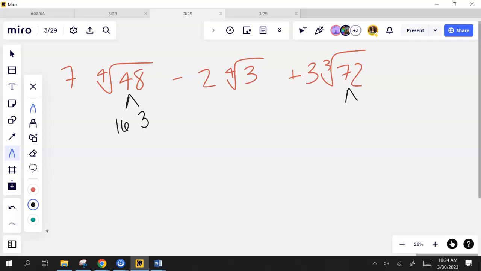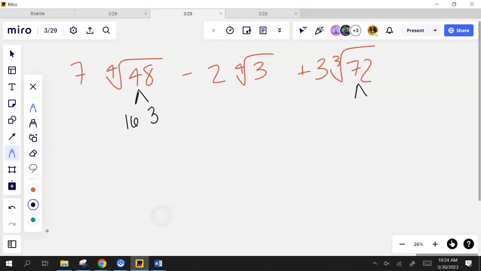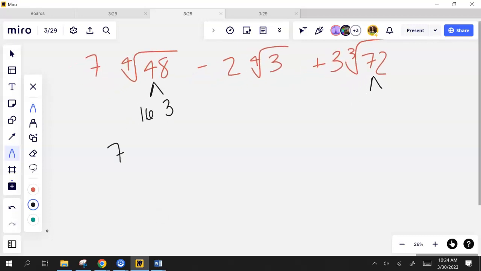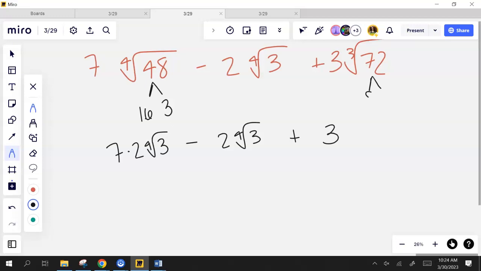How about this one? I haven't simplified it yet. This one's going to be 7 times 2 times the 4th root of 3 minus 2 times the 4th root of 3 plus 3 times, how about 72? Is there a perfect third that I can take out? 8. 8 and 9, that's exactly right. Times 2 times the 3rd root of 9.